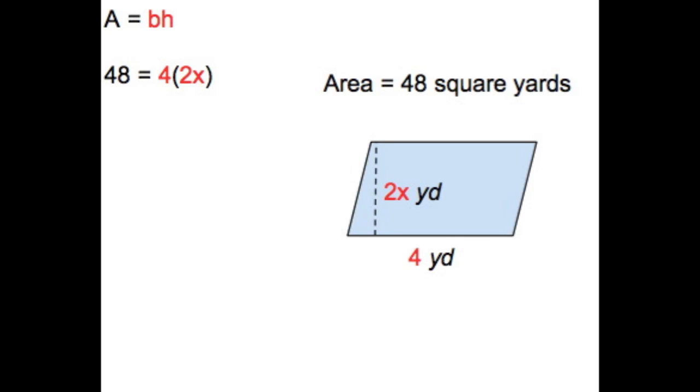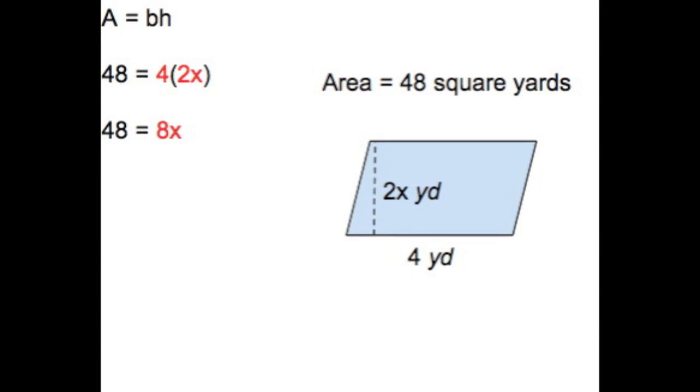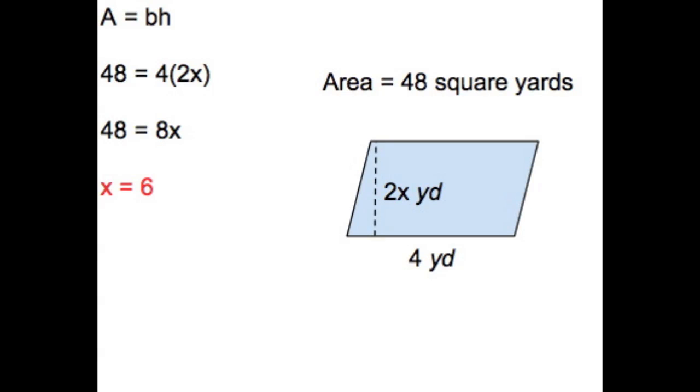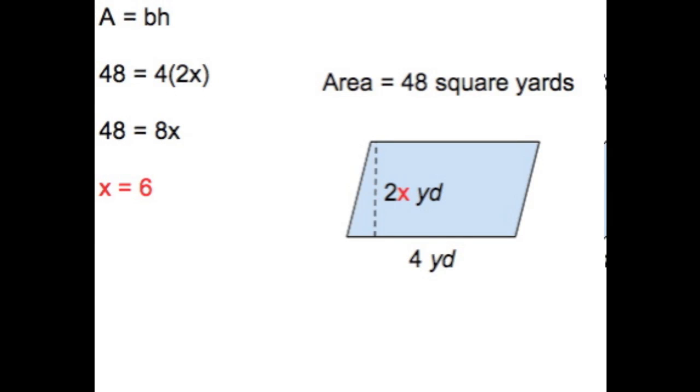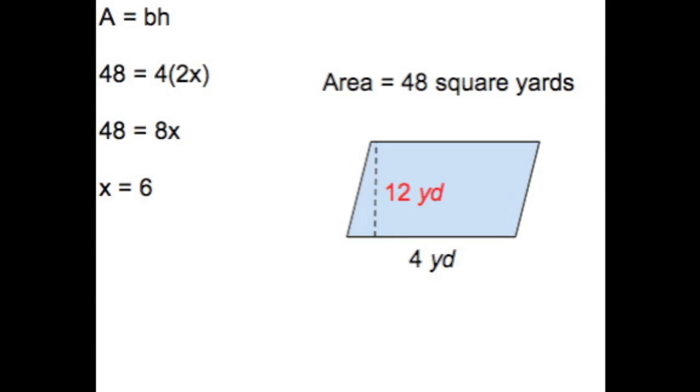Now we have an equation where we can solve for x. We can simplify the right side of this equation by doing 4 times 2x, which is 8x, and then we can solve the equation by dividing each side by 8. So x equals 6. We can determine the height of the parallelogram by substituting x, which we found to be 6, in for x in our height. Once we have done this, we can multiply 2 times 6, which is 12. So the height of our parallelogram is 12 yards.